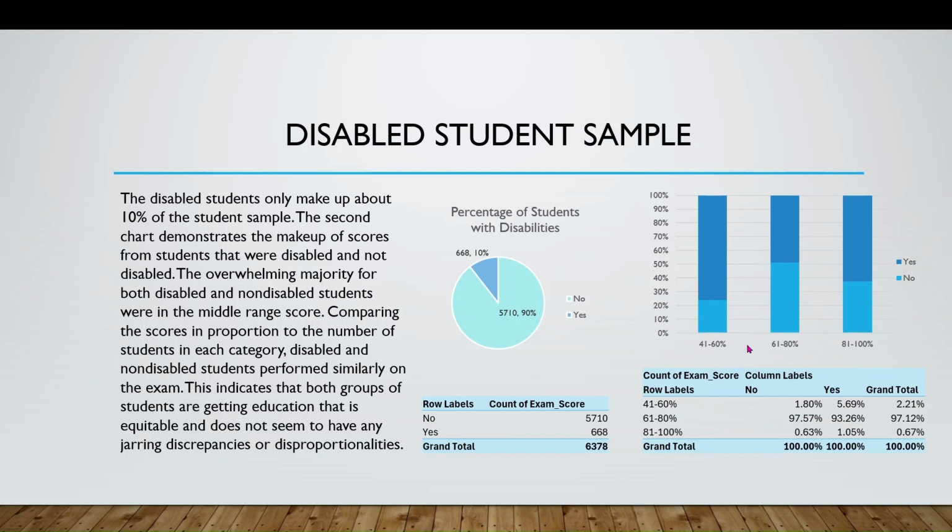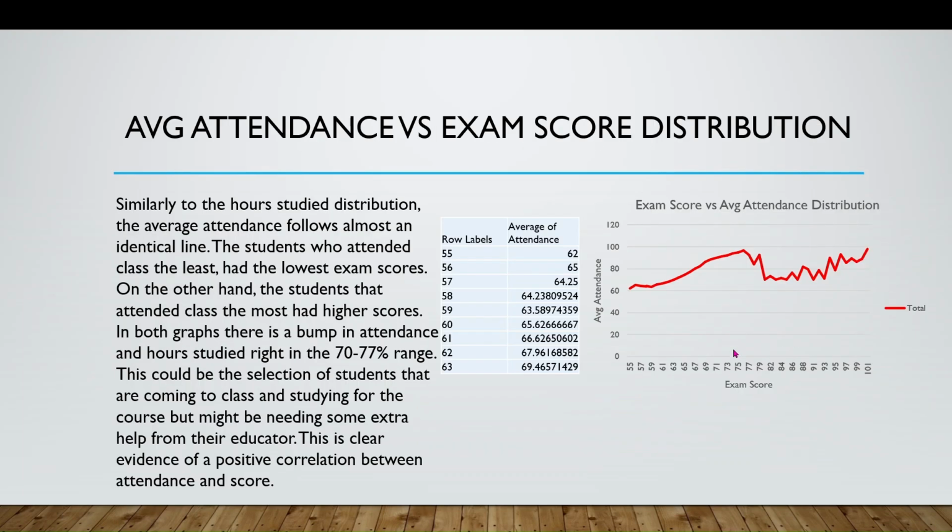And this can indicate that both groups are getting an education that is equitable and doesn't really seem to have any jarring discrepancies or disproportionalities. So as you can see, the lowest group for the non-disabled students was the 41, and that was only 1%. I'm sorry, it was only 0.63 was the lowest group, as well as for the non-disabled students. Same thing is said for the medium category for both students, as well as the lowest category, the second lowest.